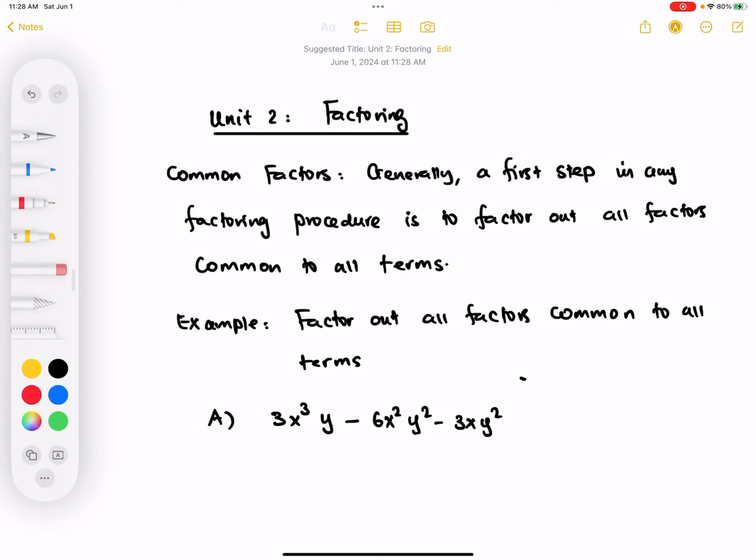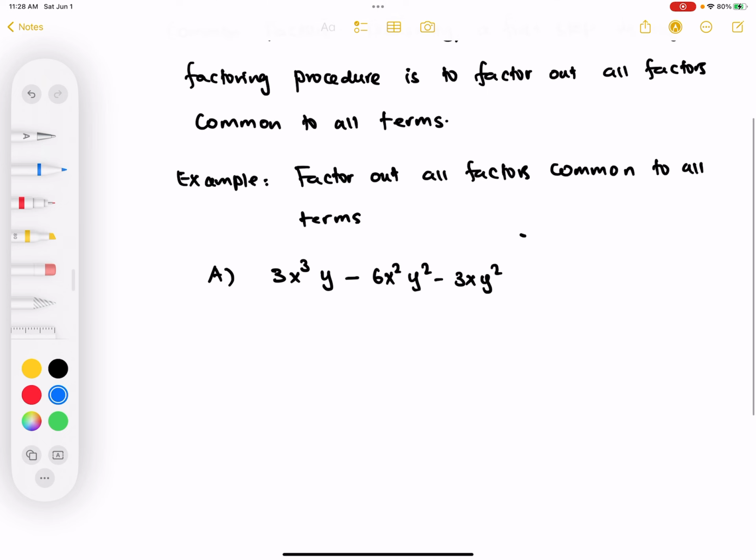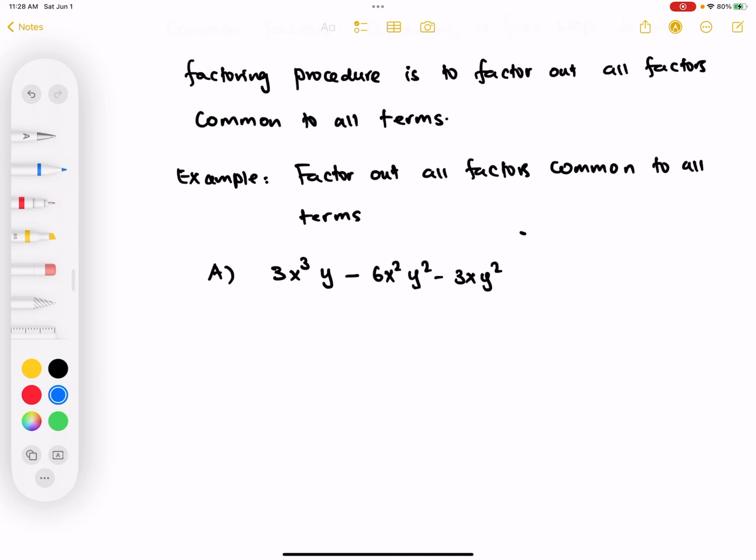All right, we start Unit 2 by discussing factoring. The first thing: common factors. Generally, a first step in any factoring procedure is to factor out all factors common to all terms. Let's elaborate this using an example. Factor out all factors common to all terms.